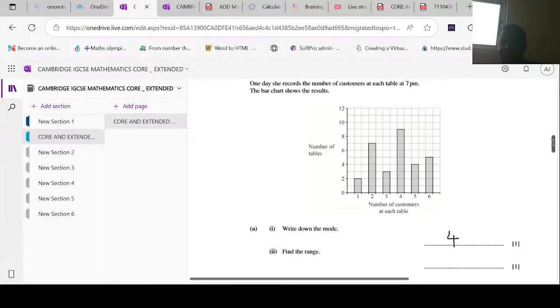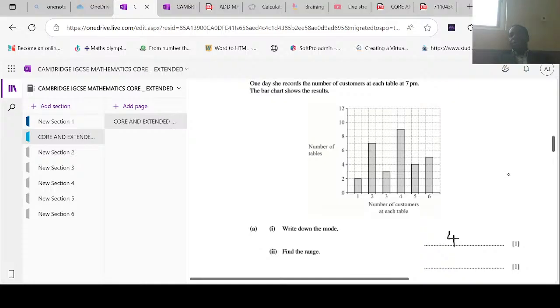Find the range. Range is the highest value minus the lowest value. So the highest value we have here is what, please? Here we have 6 customers, isn't it? And the lowest is, but here we need to be careful now, right?